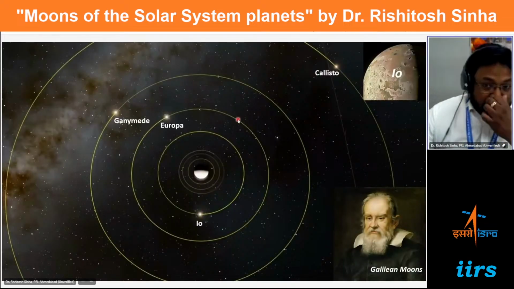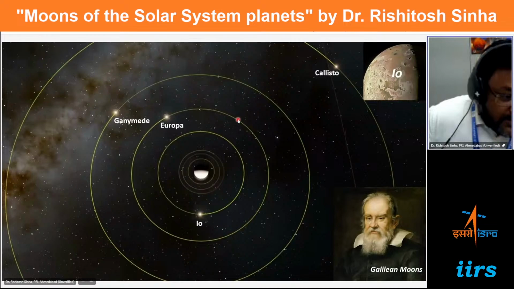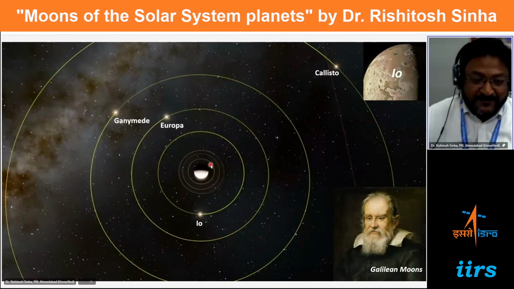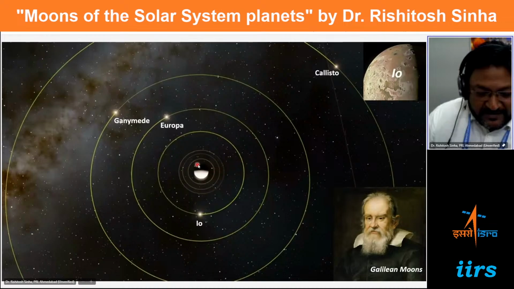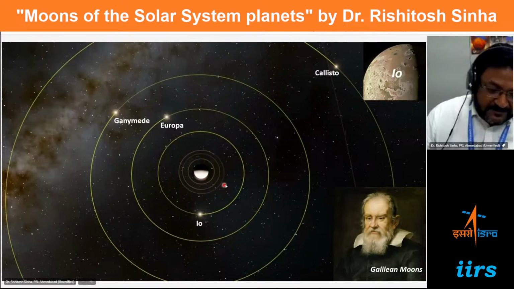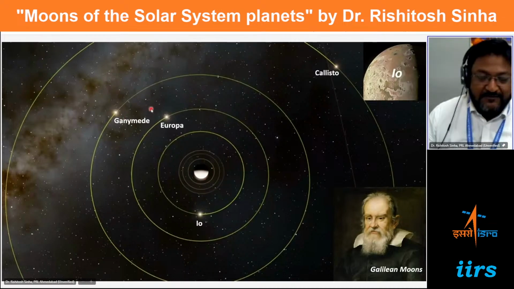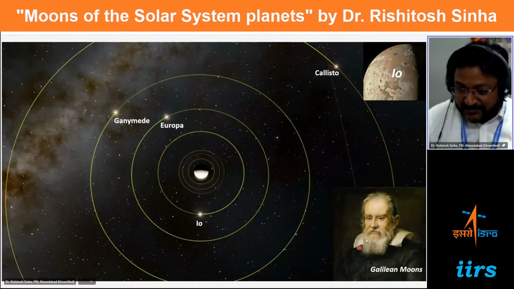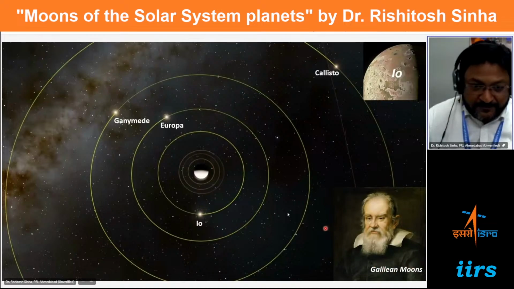So let us first start with the moons that we see around Jupiter. There are many moons actually. A few are in the inner orbit, very close to Jupiter, but many are slightly further out, in the outer orbit of Jupiter. Out of these moons, there are 4 very peculiar moons. They are called Galilean moons because they were observed and discovered by Galileo.